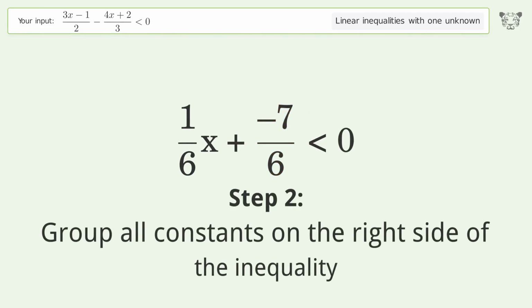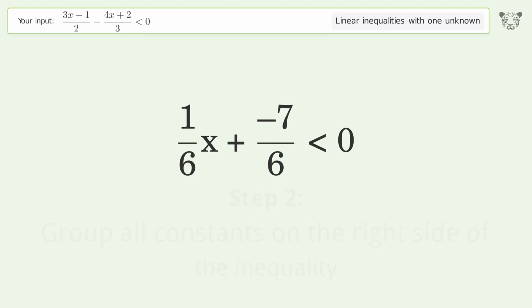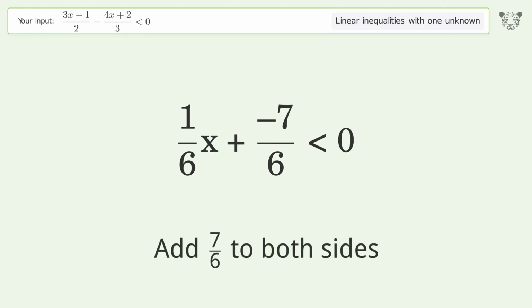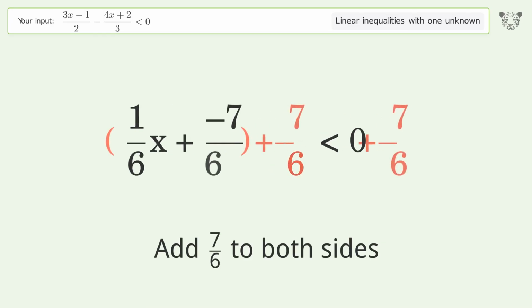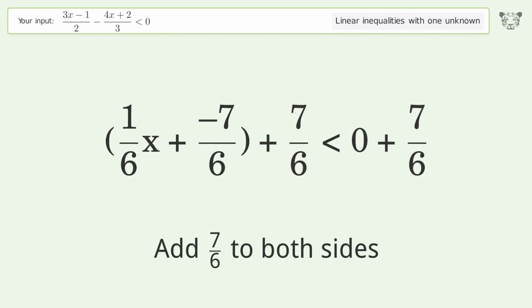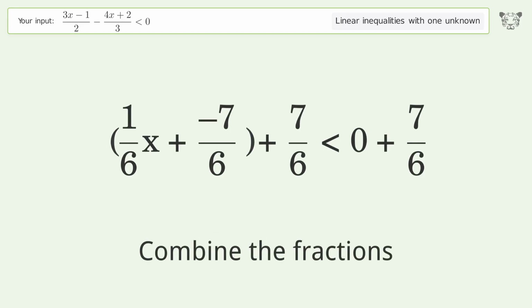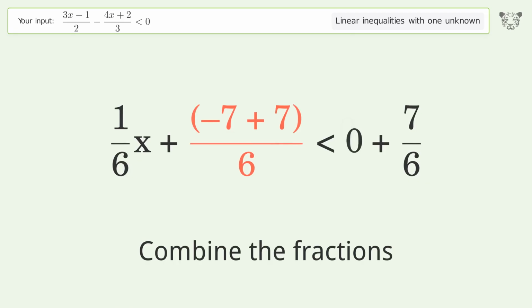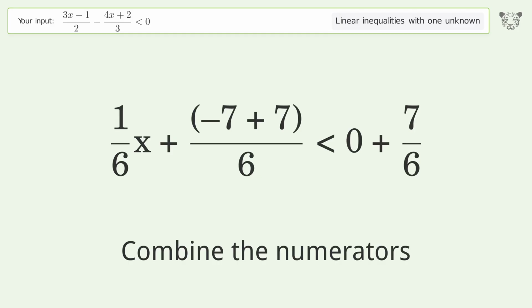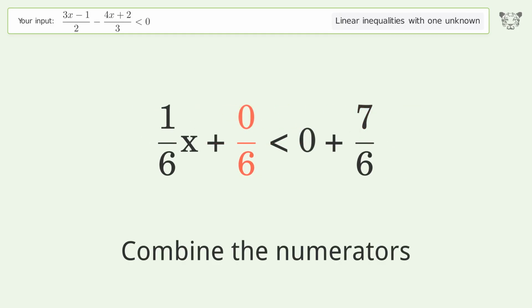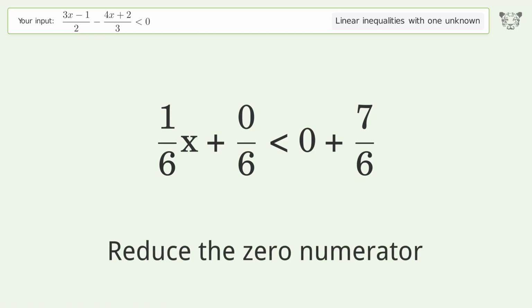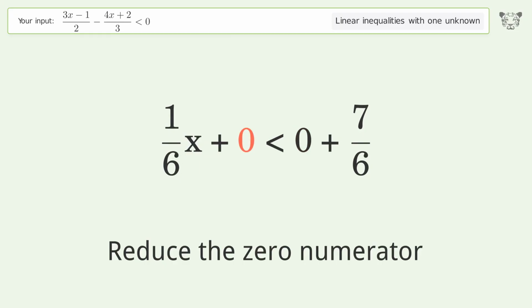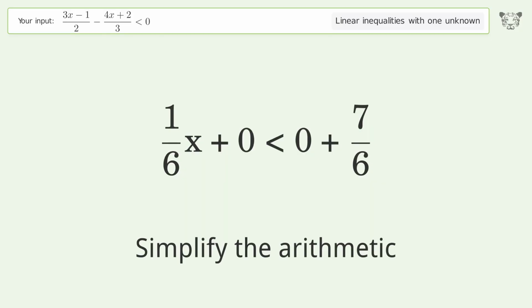Group all constants on the right side of the inequality. Add 7/6 to both sides. Combine the fractions. Combine the numerators. Reduce the zero numerator. Simplify the arithmetic.